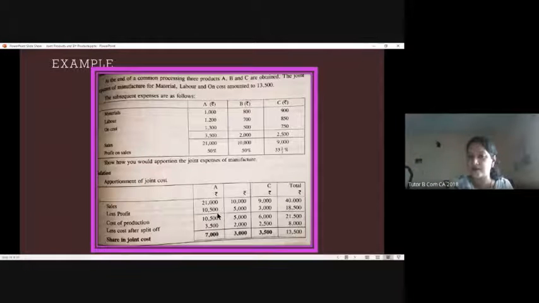Now how did we arrive at the 7,000? It's nothing but our cost of production minus the split-off cost. That is, the cost at the time of split-off is reduced and we get it, and the total. Now you can see the total is already met here. It's been apportioned without any formula, directly, by proportionately allocating to all the products.